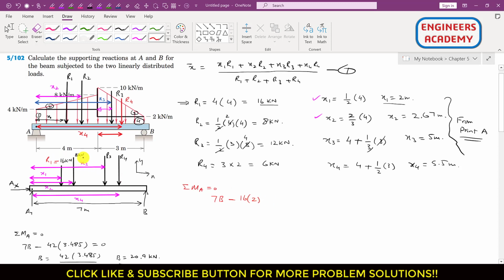Similarly, this is R2, so R2 is producing clockwise moments, so I will write minus R2 is 8 kilonewton, and the perpendicular distance of R2 from that point A is 2.67. Similarly, R3 is 12 and it is producing clockwise moment, so we will write 12, and the perpendicular distance of this R3 from that point A is x3, which is 5 meters. Similarly, this R4 is producing clockwise moment, so this is 6, and the perpendicular distance of this R4 from that point A is x4, which is 5.5, and this is equal to 0.